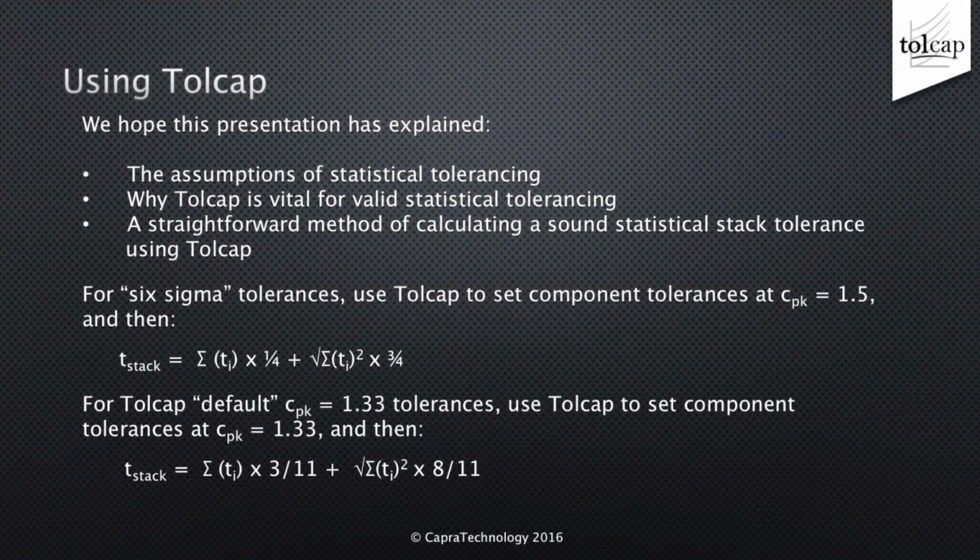We hope this presentation has explained the assumptions of statistical tolerancing, why Tolcap is vital for valid statistical tolerancing, and a straightforward method of calculating a sound statistical stack tolerance using Tolcap. For 6 sigma tolerances, use Tolcap to set component tolerances at CPK is 1.5, and then T stack is 1/4 of the sum of the tolerances plus 3/4 of the root sum square of the tolerances. For Tolcap default CPK is 1.33 tolerances, use Tolcap to set component tolerances at CPK at 1.33, and then T stack is 3/11ths of the sum of the tolerances plus 8/11ths of the root sum square of the tolerances.